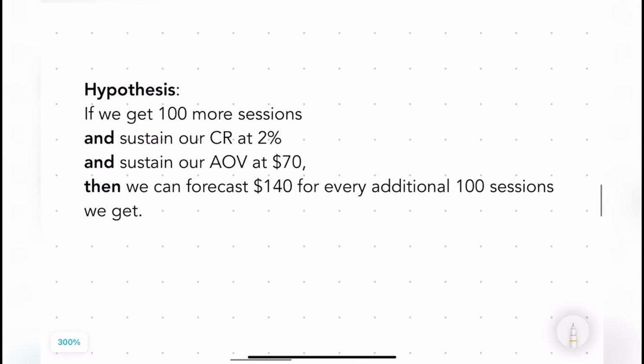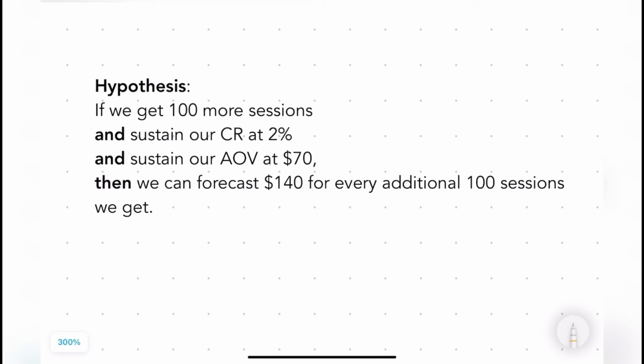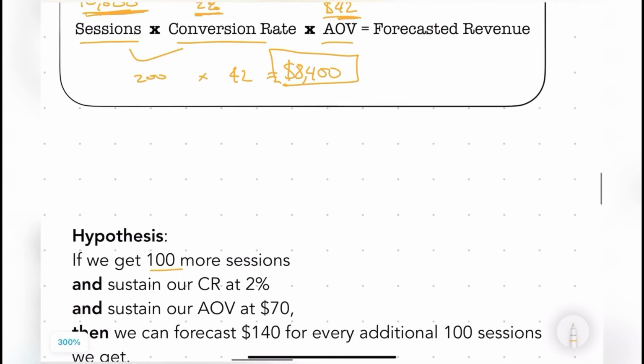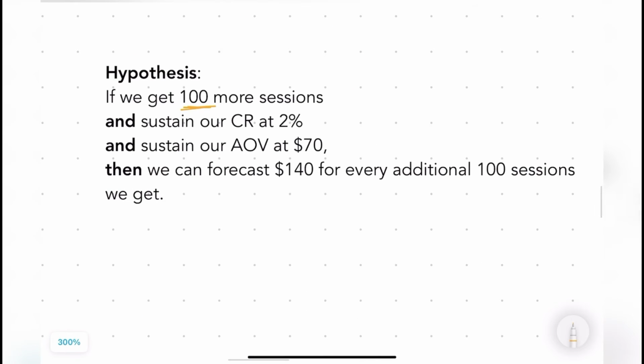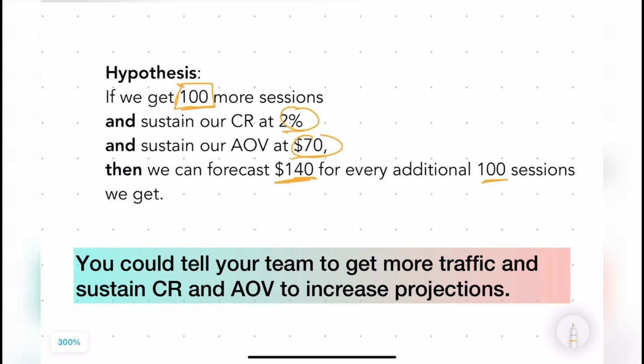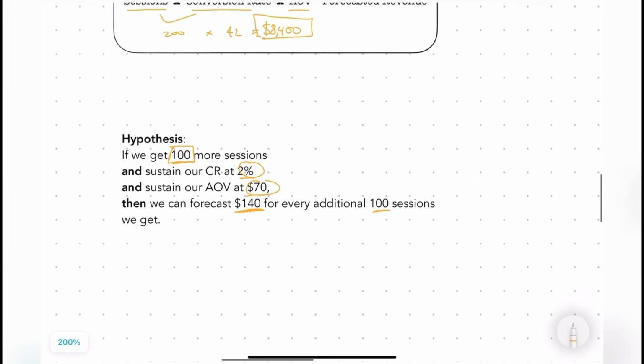Now you can create hypotheses, right? So the hypothesis here is, if we get 100 more sessions than this, or you can do 1,000, but we're going to keep it simple. If you get 100 more sessions and sustain that conversion rate at 2%, and your AOV is at 70, then we can forecast $140 for every additional 100 sessions. So now you actually have leverage to pull, right? And tell your team, I want to sustain this, and let's pay and see how much it's going to cost us to get this traffic, and see if it's making us money, if at the end of the day it's getting us this much more revenue. And that's how you forecast.